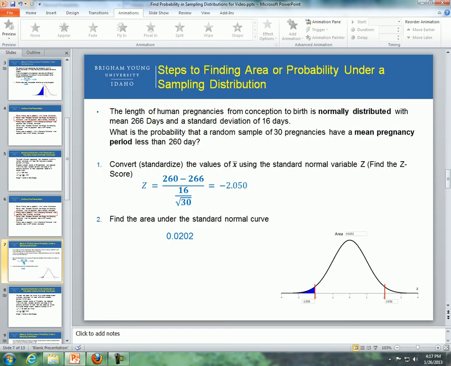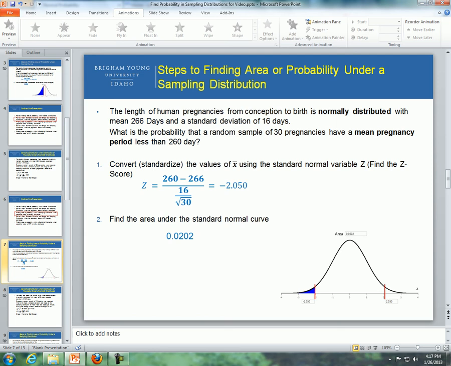And when we solve for this z-score, we get a z-score of negative 2.05. And so in this case, what this means is that the sample mean, 260, is just over 2 standard deviations away from the mean, but now on the left side. Okay, so we get a z-score, and so the next thing we do is we find the area under the curve.